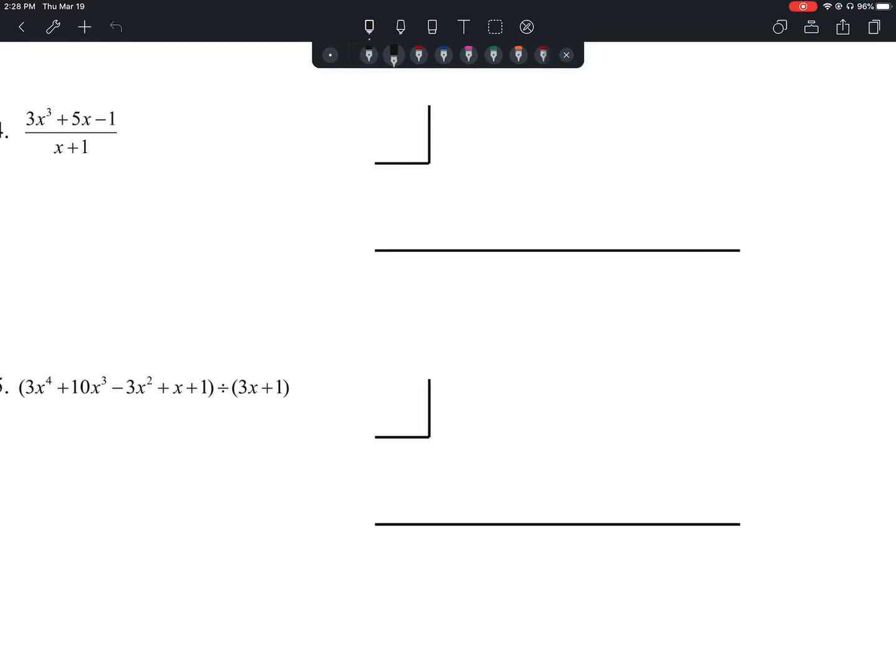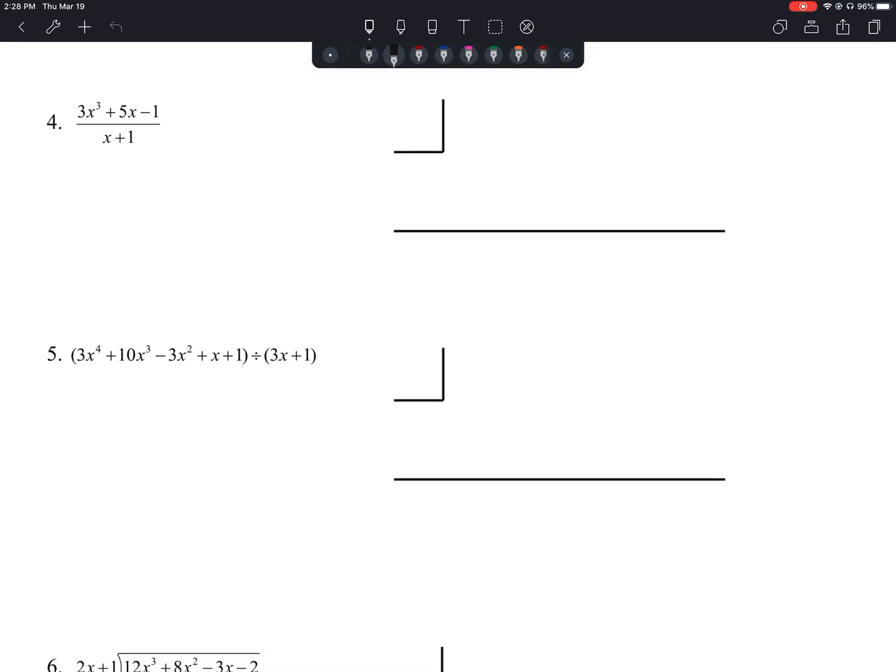And then we will spice it up a little bit. Number 4. We have 3x to the third plus 5x minus 1, and we're dividing it by the quantity of x plus 1. This would be a good one here for you to pause the video, try it, and then see if you get it right. Go ahead and pause it now and try it.